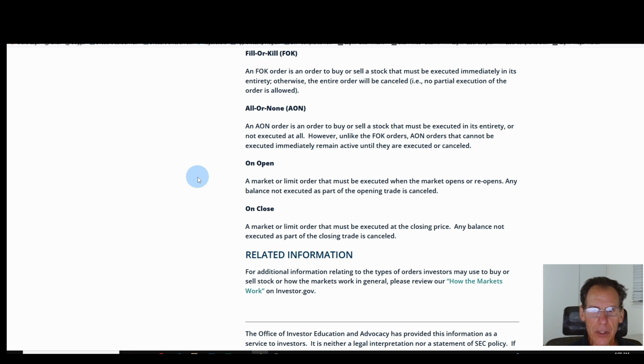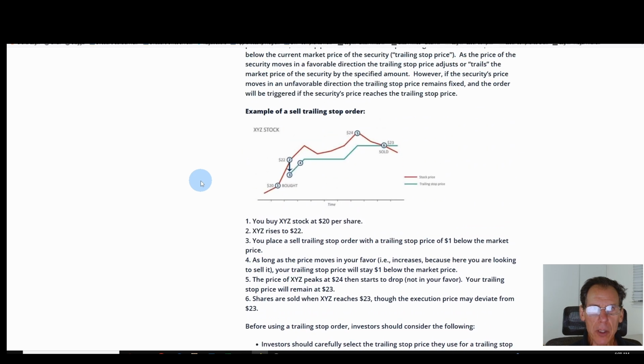Related information. For additional information relating to the types of orders investors may use to buy or sell stocks, or how the market works in general, check out How the Markets Work. This information will be posted below.